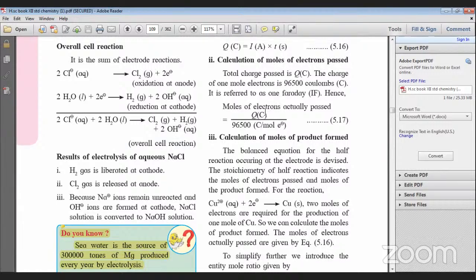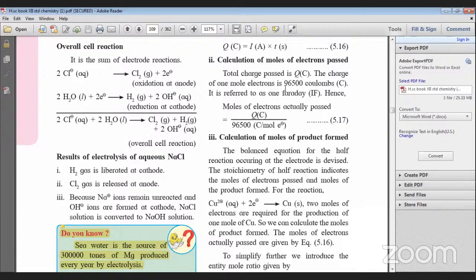Now calculation of moles of electrons passed. Yes. Now there is one formula given. The total charge passed, Q, is represented in Coulombs. So the total charge passed is Q. The charge of 1 mole of electrons is 96,500 Coulomb. So this value you know. For 1 mole of electrons, how much Coulomb charge is there?